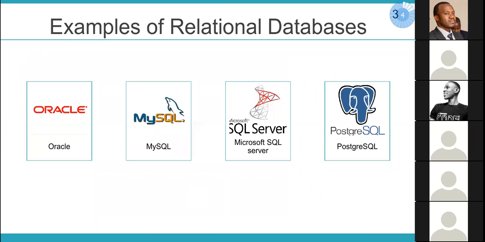Some of the examples of relational databases, we have Oracle, we have MySQL, and we have the Microsoft SQL Server, and then PostgreSQL. PostgreSQL is very common in production. Most applications use this in production.